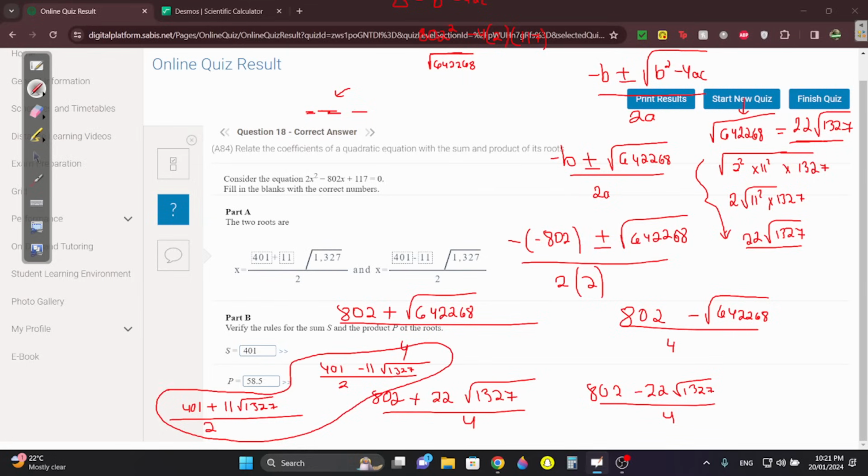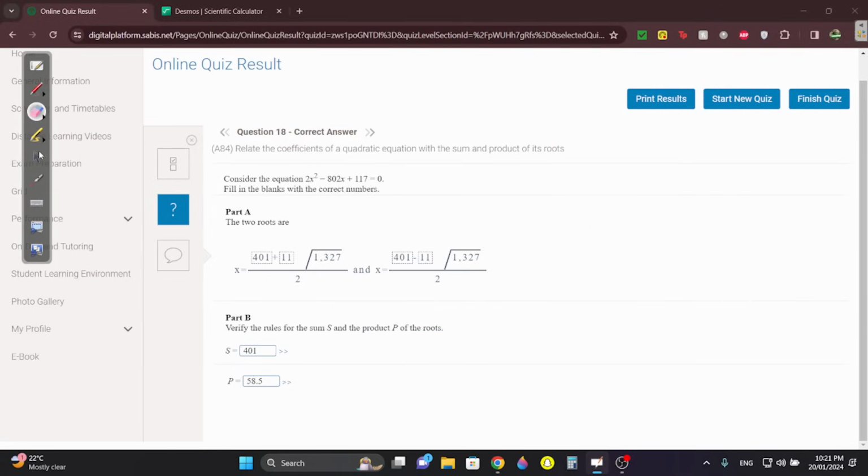The numbers they give you are tricky to work with. I doubt they'll give it like this in the exam, but make sure you know what you're doing. Find delta, simplify the radical. The only hard part here is because they give you a long number. Simplify the radical, do plus minus, and that's it.